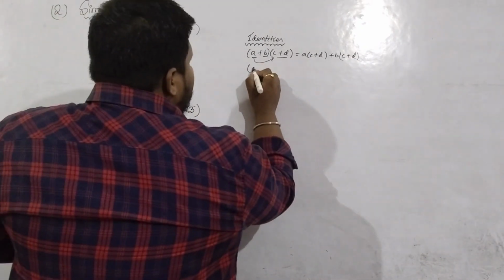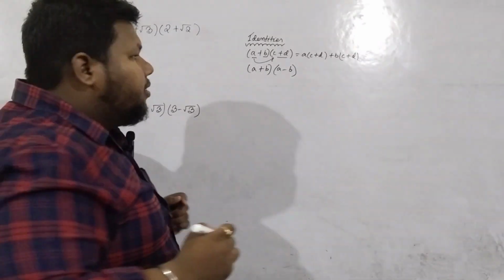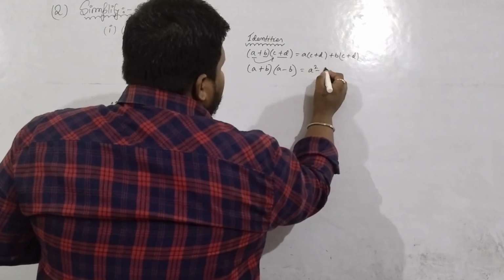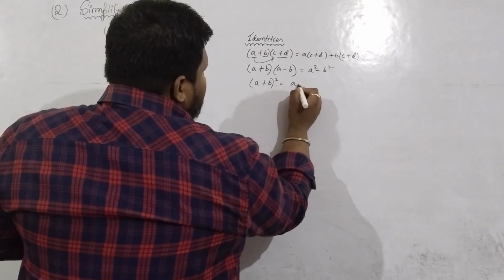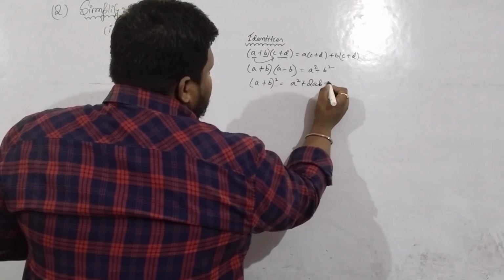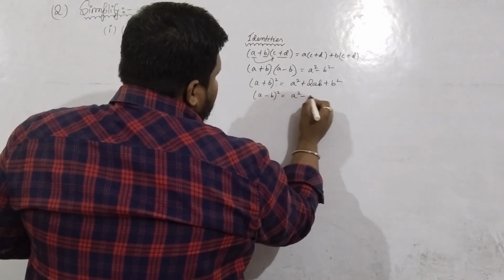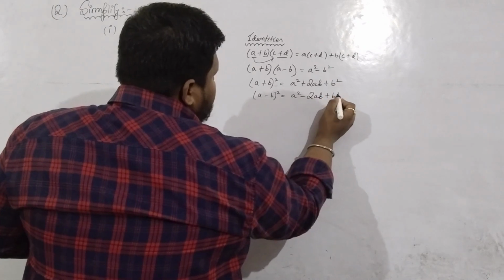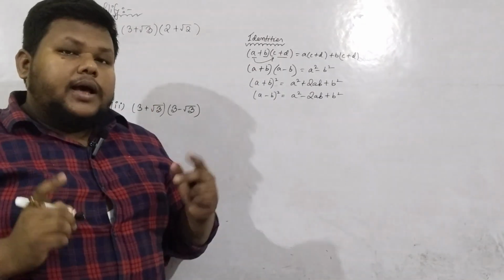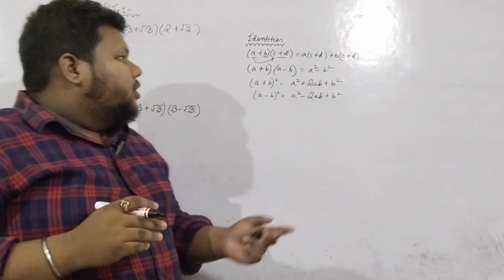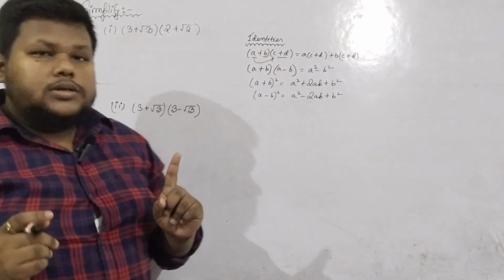After that, a plus b into a minus b, right? So what was the formula? a square minus b square. Next, a plus b whole square: a square plus twice ab plus b square. Then a minus b whole square: a square minus twice ab plus b square. Okay, I hope you have remembered these formulas, and even if you have somehow forgotten, I want you to go through them and recall them, because without these formulas you cannot do this simplification.